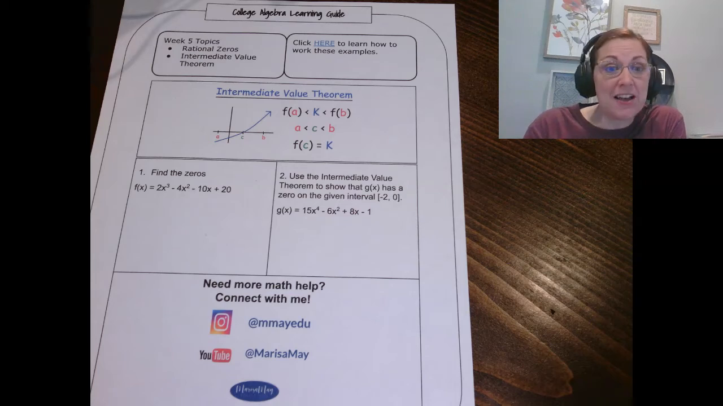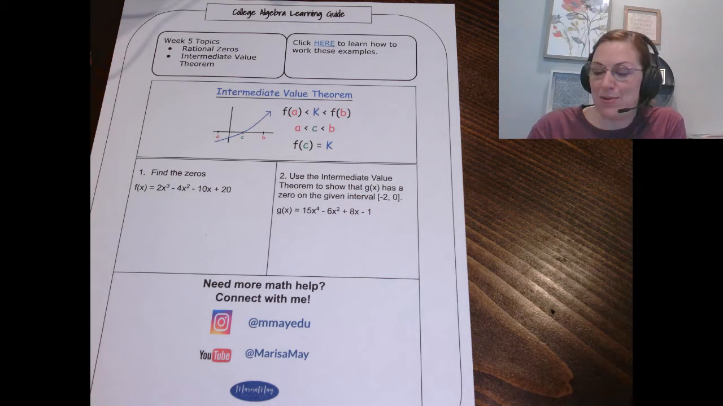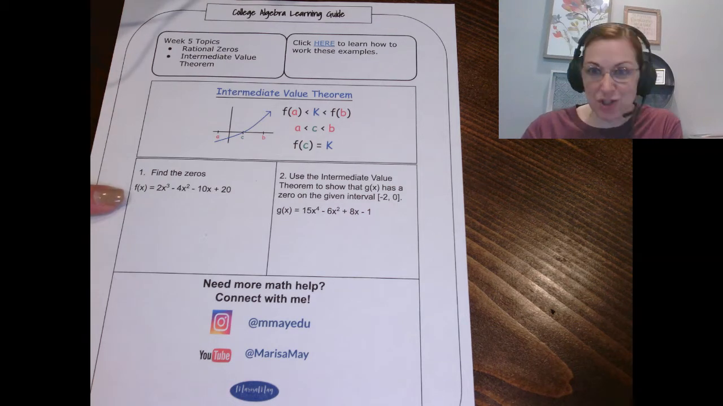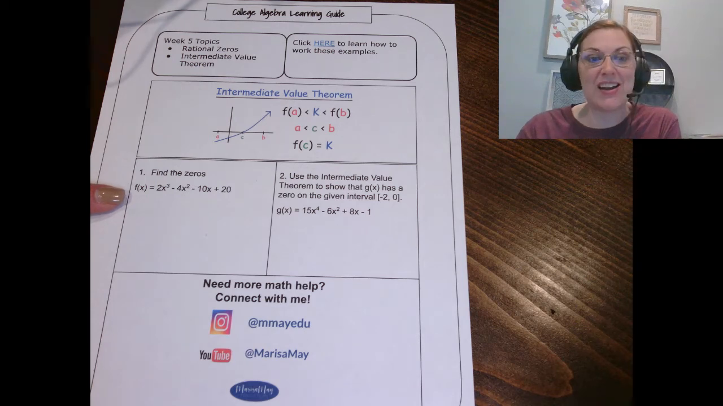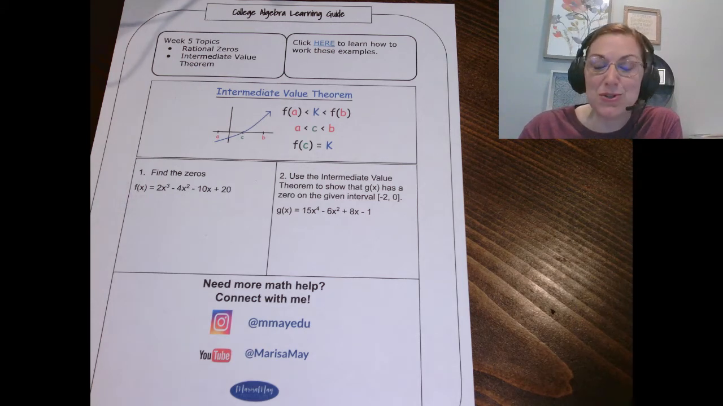Today, we're going to be talking about rational zeros. Those are zeros with fractions. And we're going to talk about the intermediate value theorem. So let's jump right in. I've got just two examples for this part of the learning guide, but I didn't want to leave them off because they're super important. This first one asks us to find the zeros.